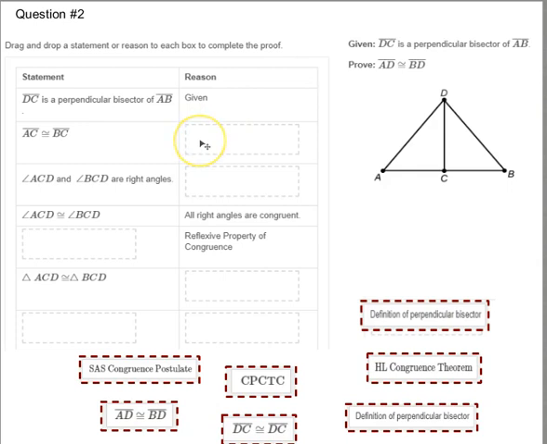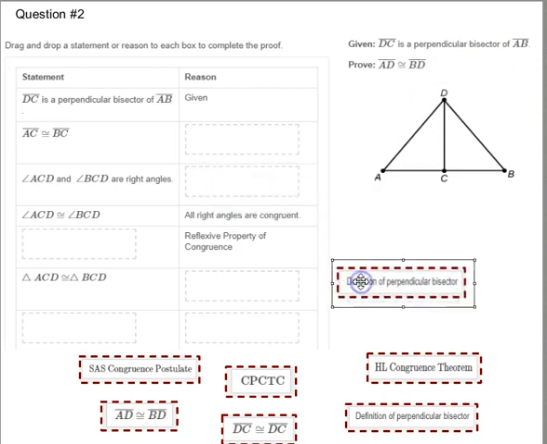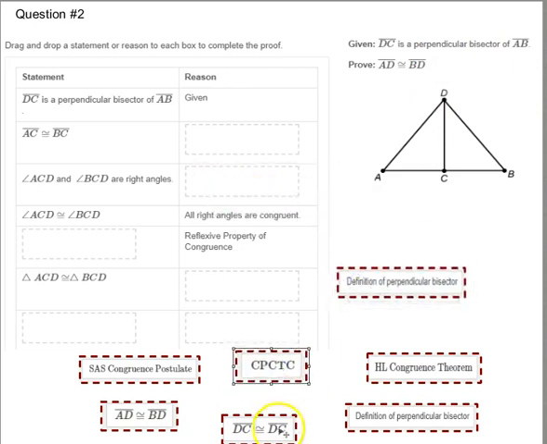Question number two is going to be a proof involving a perpendicular bisector, and it's going to be a click and drag proof. If you want to pause and look at what you think this is going to look like, that'd be great. But I'll just go ahead and finish this one.